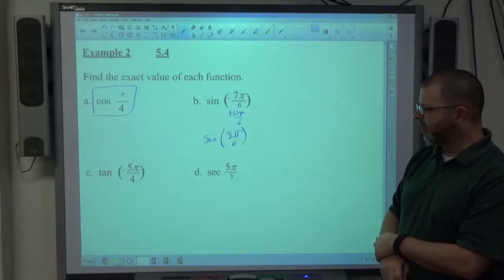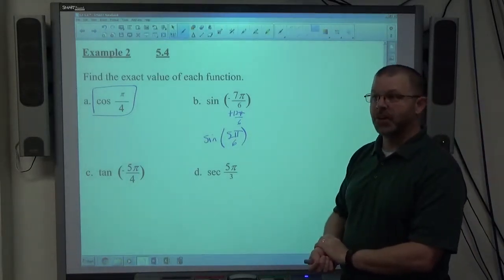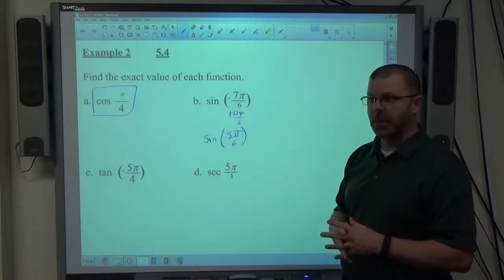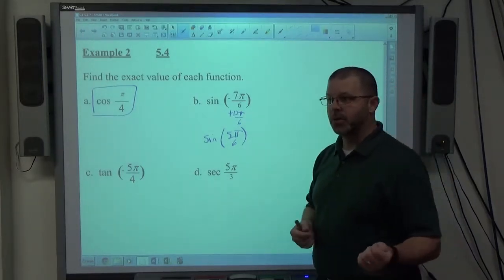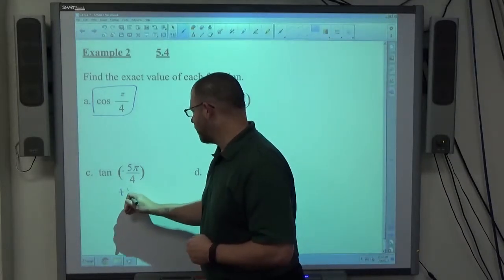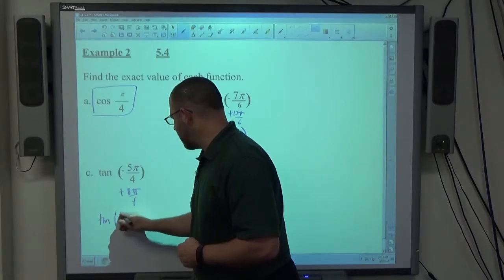Looking at tangent, negative 5 pi over 4. Again, negative 5 pi over 4 is negative, not good. We want it to be positive between 0 and positive 2 pi. Over 4, 8 pi over 4 is the same as 2 pi, so I'm going to add 8 pi over 4. That's going to give me tangent of 3 pi over 4.